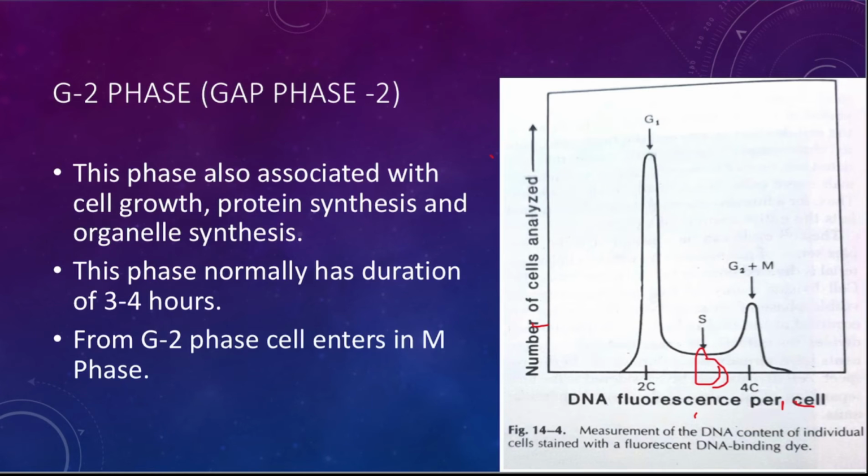So this picture is explaining what happens in S phase, what happens in G1, and till when the content is 4C. This picture is explaining the content of DNA, how it is increasing and till which phase it is increasing, and when it will become normal.